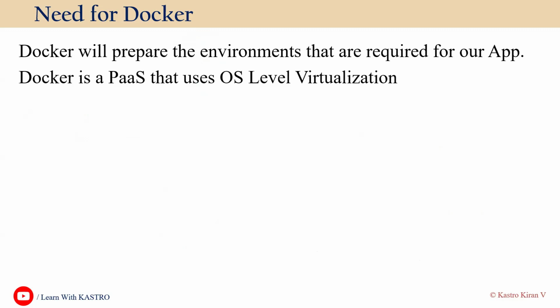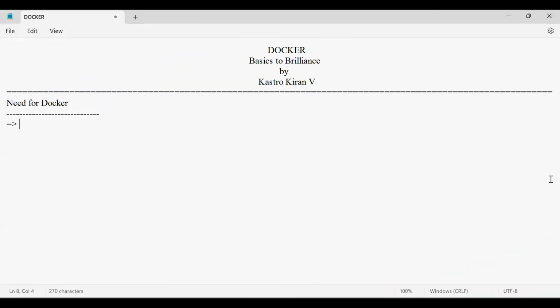Now here, Docker is called PaaS type. What does it mean? Platform as a Service. We are going to use Docker as a platform in order to deploy the application or to package the application in the form of containers. This Docker is going to use OS-level virtualization. What does OS-level virtualization mean? We will be talking about that in the upcoming sessions. So first, let us understand the actual need for Docker. Let us understand how Docker is going to help us containerize any type of application.